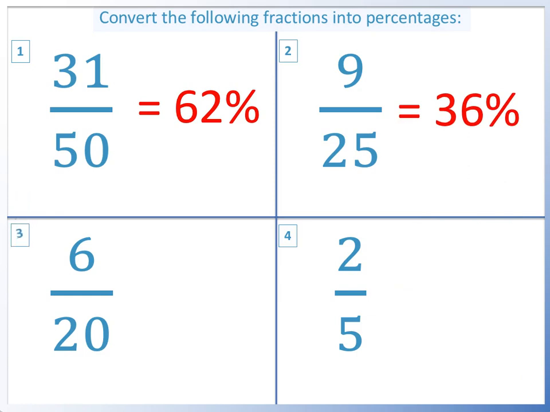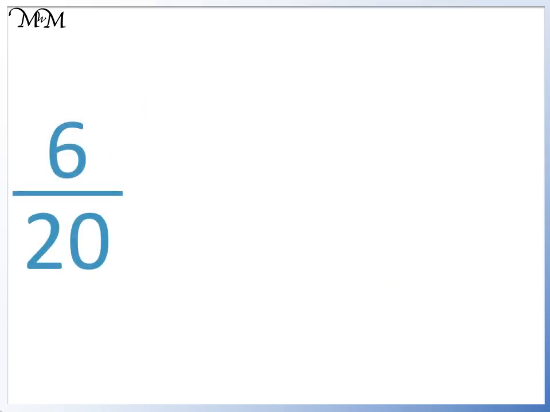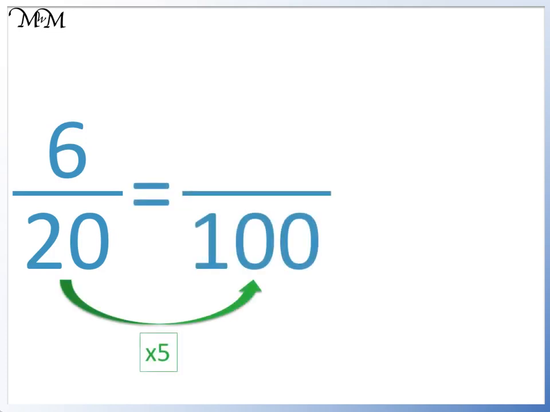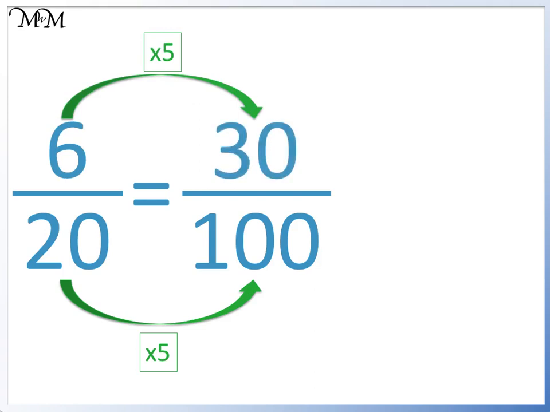Question 3. 6/20ths. We multiply 20 by 5 to make 100. So we also multiply 6 by 5. 6 times 5 equals 30. 30 out of 100 is 30%.